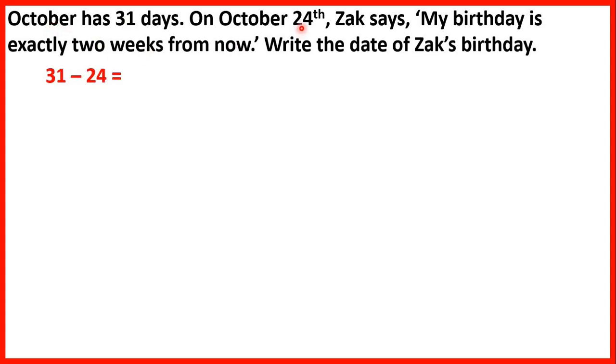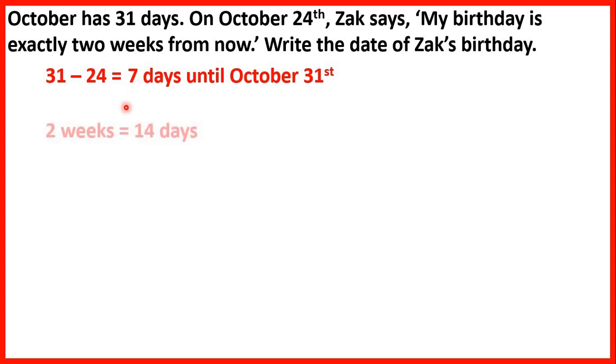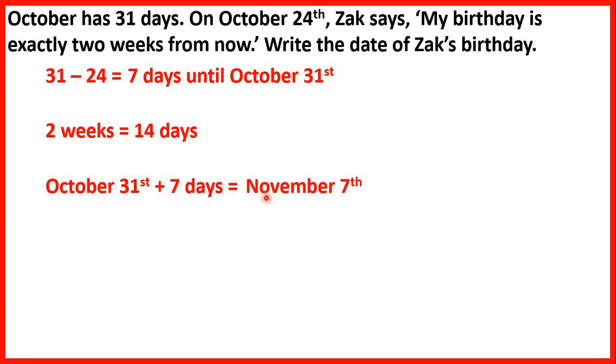Now from October the 24th to get to October the 31st, that will be 7 days, because 31 minus 24 is 7. But 2 weeks is 14 days. So we need to count on another 7 days from October the 31st. Remember, the next day will be November the 1st, then the second day will be November the 2nd. So if we count on 7 days, that will take us to November the 7th. So that's the date of Zack's birthday.